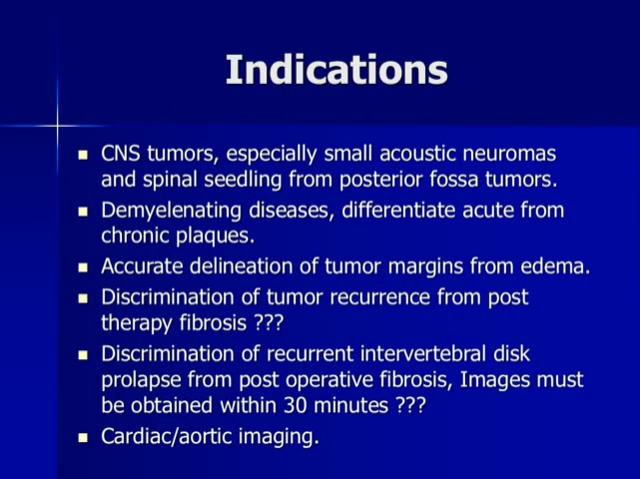So what's the indication of contrast medium in MRI? CNS tumors, especially small acoustic neuromas, spinal seeding from posterior fossa tumors, the demyelinating diseases, differentiate the acute from chronic plaques, accurate delineation of tumor margins from edema, discrimination of tumor recurrence from post-therapy fibrosis. However, that's not very accurate because some in the early stages fibrosis might take enhancement also. It depends on the duration.